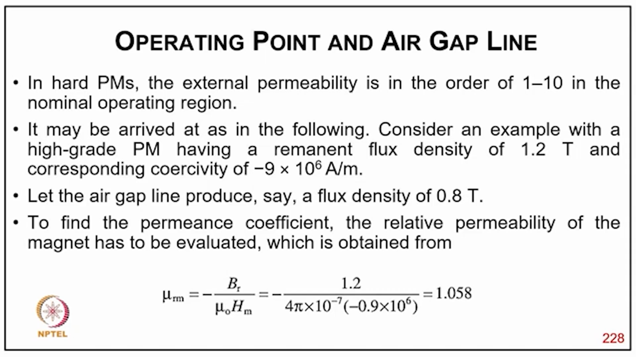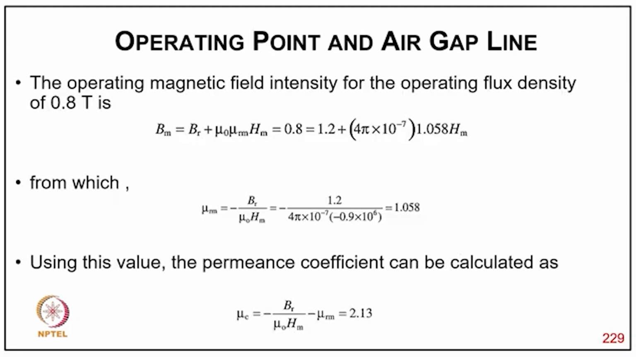Consider an example with a high grade permanent magnet having a remnant flux density of 1.2 Tesla and a coercive force of minus 9 into 10 power 6 ampere per meter. Let the air gap line produce a flux density of 0.8 Tesla. Find out the permeance coefficient. The relative permeability of the magnet has to be evaluated, which is obtained from mu Rm equals minus Br upon mu 0 Hc, and putting in the values it comes to 1.058.